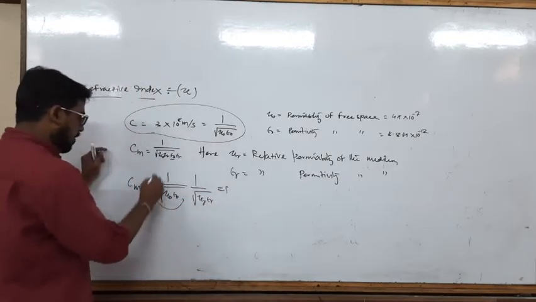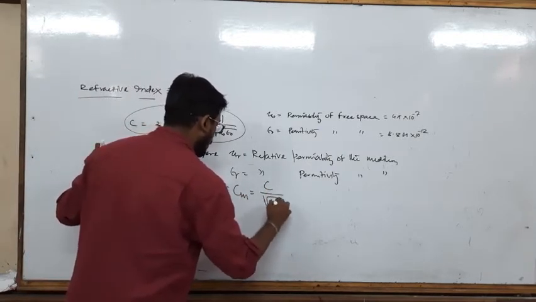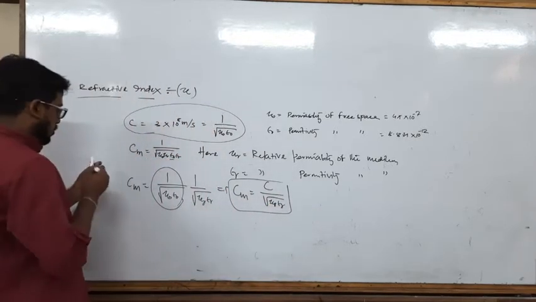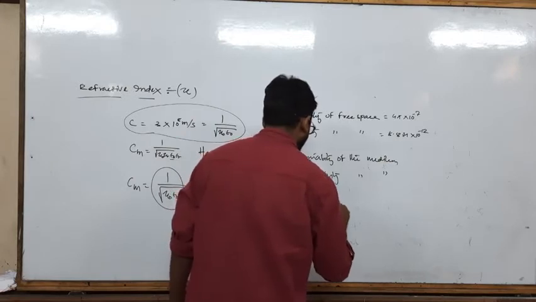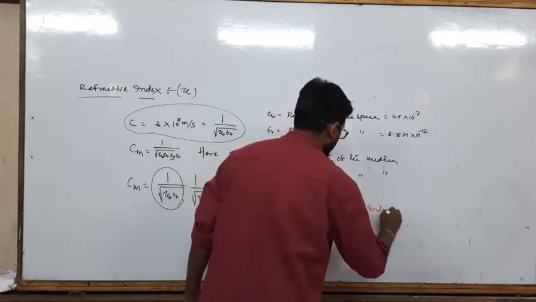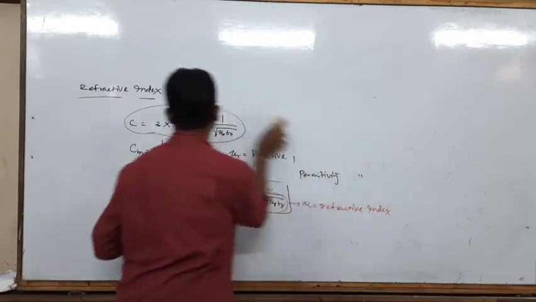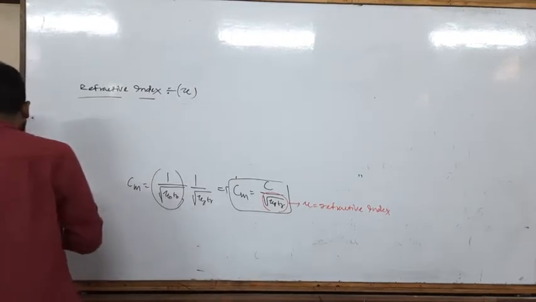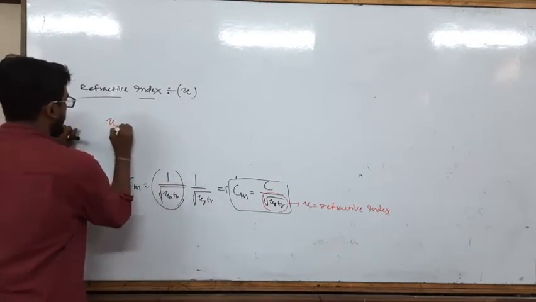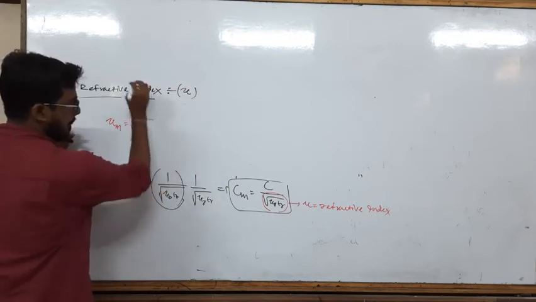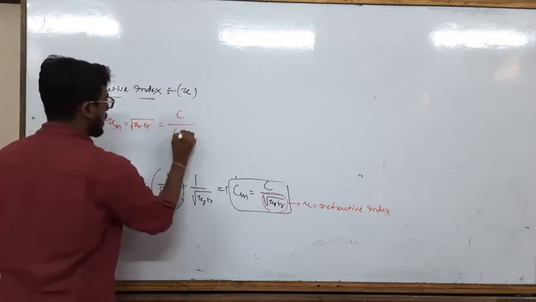So 1 by root mu naught epsilon naught is the speed of light in free space. So speed of light in any medium equal to speed of light in free space divided by root over of mu r epsilon r. Clear? So this term, under root mu r epsilon r, is known as mu, the refractive index of the medium. From this we can write the refractive index as root over of mu r epsilon r. So refractive index of the medium, mu m, is equal to under root of mu r epsilon r, equal to speed of light in free space divided by speed of light in the given medium.